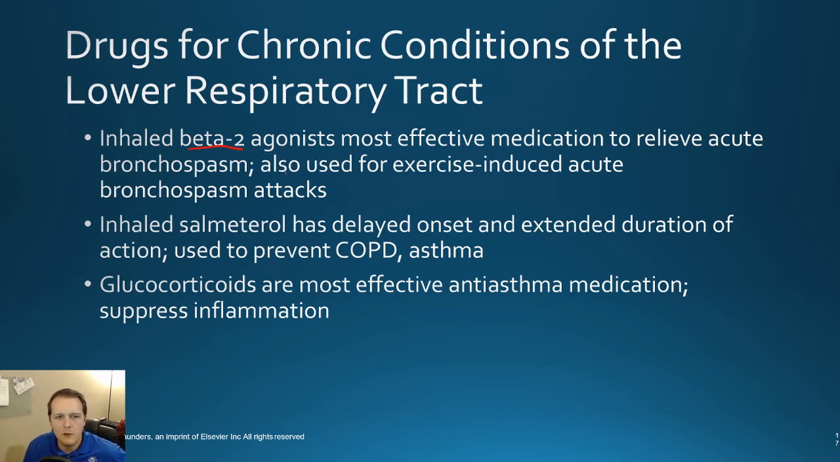We also have some long-acting formulations of a beta-2 agonist, things like salmeterol, but you'll mainly find that patients having severe exacerbations of their COPD or asthma, glucocorticoids like dexamethasone or prednisone are going to be most useful for helping to deal with suppressing that inflammation causing that attack in the first place.